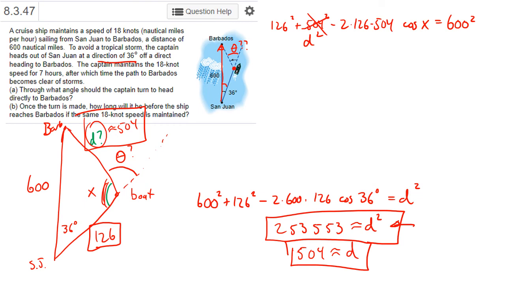So if we do 126 squared plus 253,553, we get 269,429. So 269,429 minus 2 times 126 times 504 times the cosine of theta. So that's 2 times 126 times 504, which is 127,008.